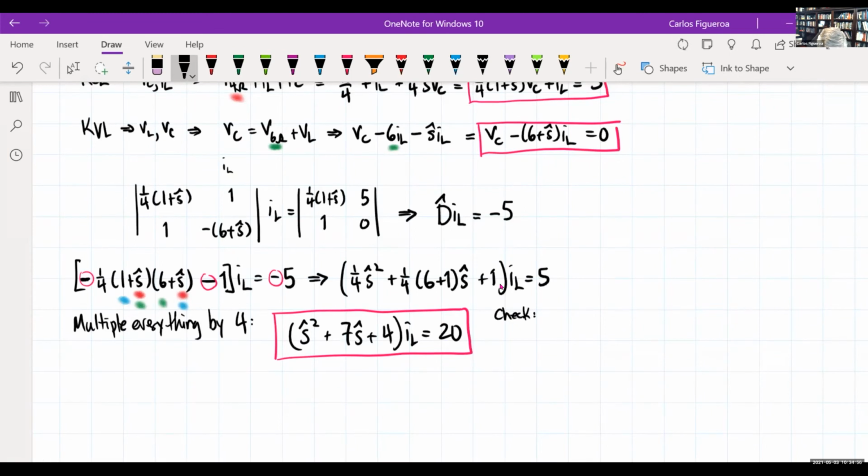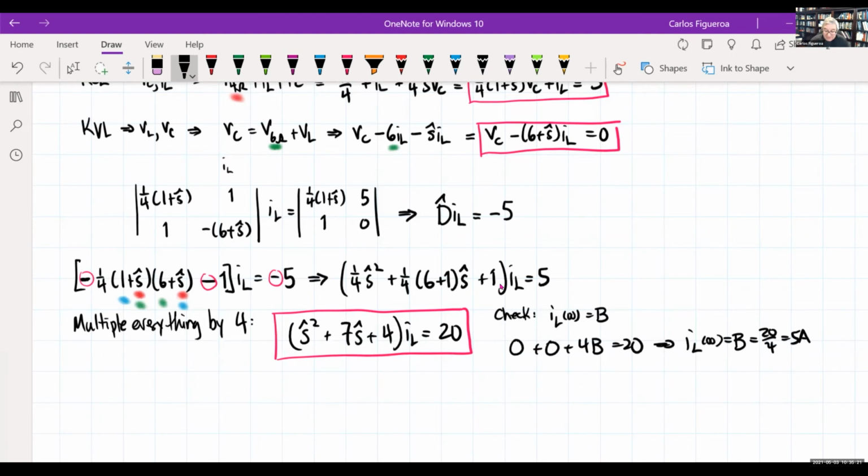So the check here is that we know that IL at infinity, the forced response, is going to be a constant, which is B. So the first term is going to give me 0. The second term is going to give me 0 plus 4B equals 20. That tells me that the final current value should be 20 divided by 4, so it should be 5 amps.